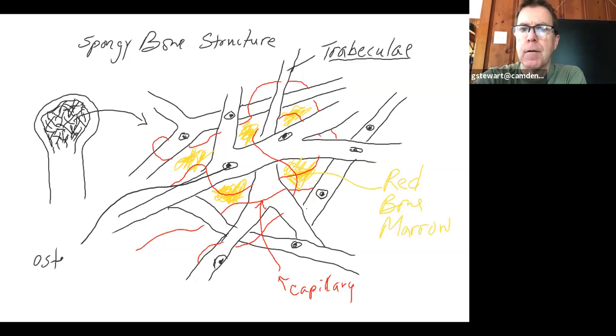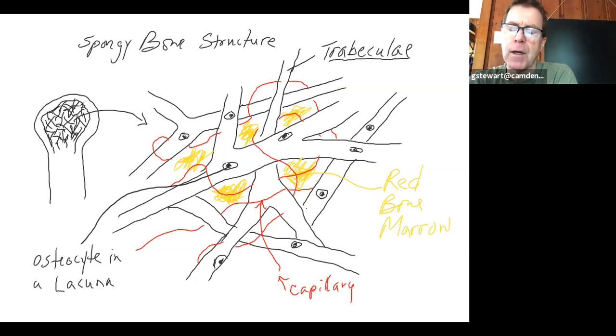Osteocyte in a lacuna. Lacuna, remember, is the cavity or cave that the osteocyte lives in or resides in. An osteocyte would be, osteo means bone, cyte means mature cell. So it's a mature bone cell.